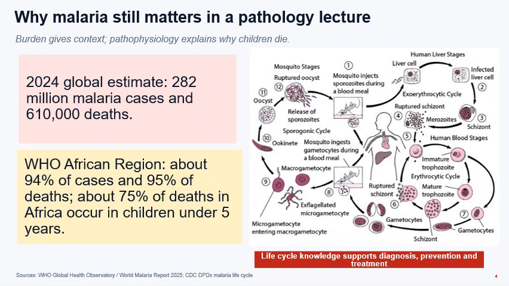In Nigeria, a positive malaria test can easily create premature closure. We stop thinking because malaria is common. Today, I want you to do the opposite. The more common the disease, the more precisely you must understand it. Life cycle knowledge supports diagnosis, prevention, and treatment, while pathophysiology helps us to recognize the child who is about to deteriorate.